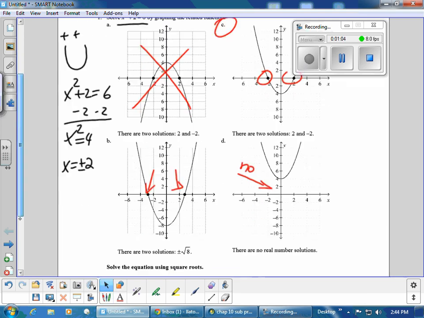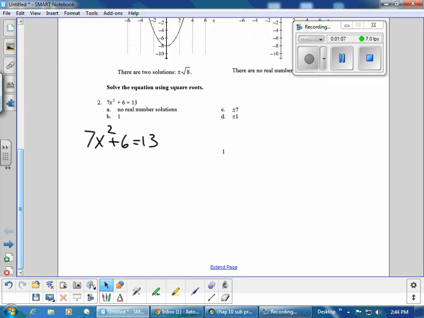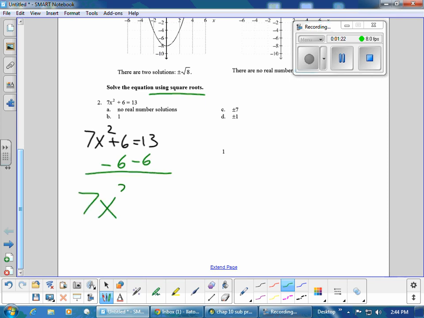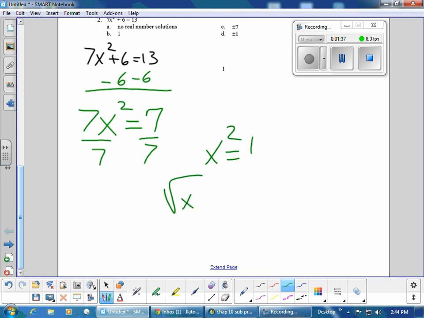Moving on to question number 2. So if we look at this question, we're not going to solve it by graphing. We're going to solve it by using algebra. And this is one of the square root questions. It tells you to use square roots. We're going to subtract 6 from both sides. And our goal is to get the square root by itself. When we do that, we get 7x squared equals 7. Divide by 7. And we get x squared equals 1. And when we take the square root of both sides, we get x equals plus or minus 1. So that would be choice D on this question.